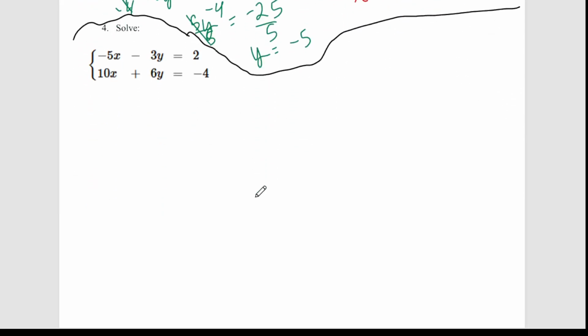Last but not least, let's go ahead and do this next set of equations. So I would go ahead and encourage you to pause your video, try this yourself, and then we'll compare answers.